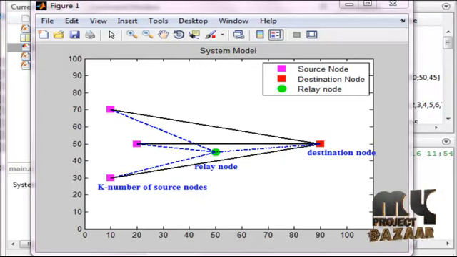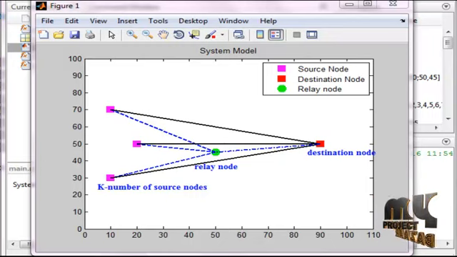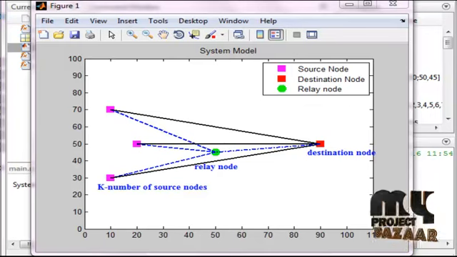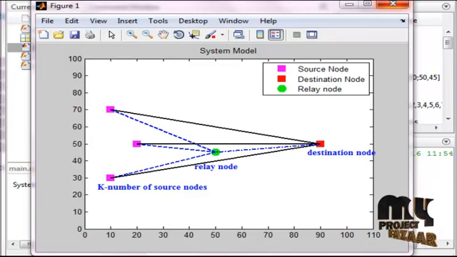So the received signals at the destination and relay nodes in the first time slot T1, for the ith user on the jth subcarrier group, are denoted by YD and YR respectively. So these are the description of the system model.